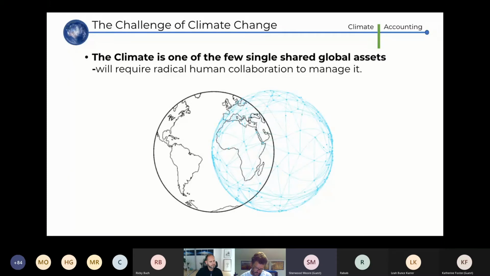And that's not something that humankind has done yet. And so we need to develop the tools that allow us to do that. And so the question is, how do we drive this type of global collaboration? And the answer is accounting.